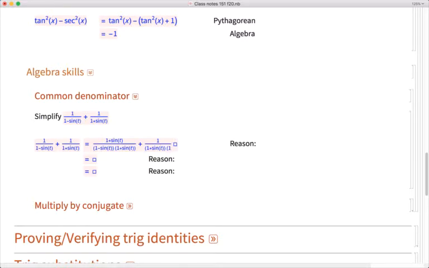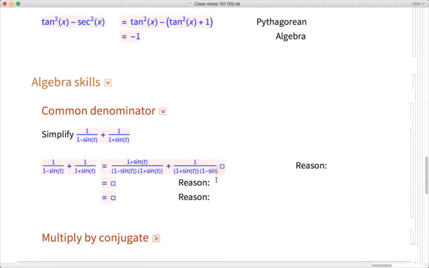Oh, this font looks so small here. I wonder if I can bump it up just real quick. 150. Okay.